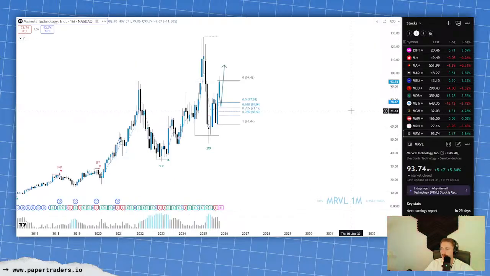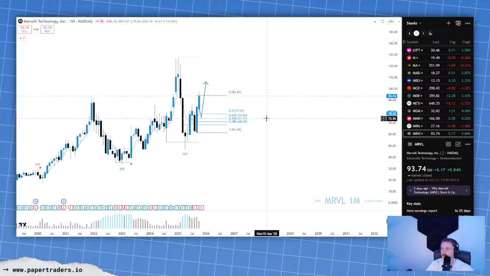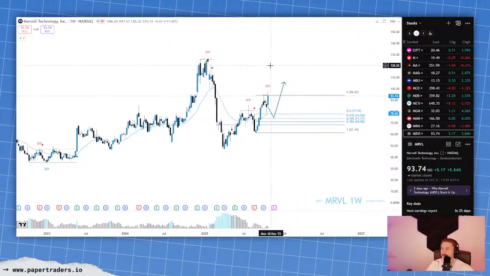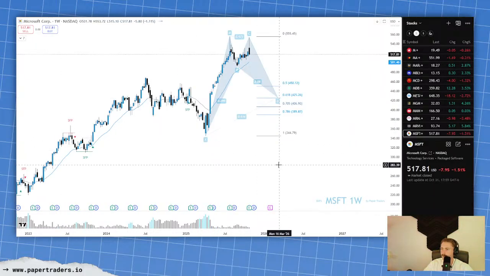mRNA, forget that. Marvell looks like shit. What? On the monthly? Yeah, I don't know, we're up in this FVG. Hot sweep. We tapped the 618 and pulled back from it, but we also swept the low on the monthly. So I don't know. Middle of the range bullshit is what I meant. Okay, I'll take that.